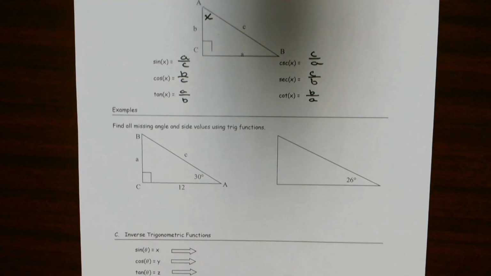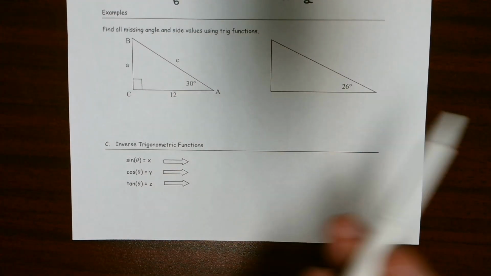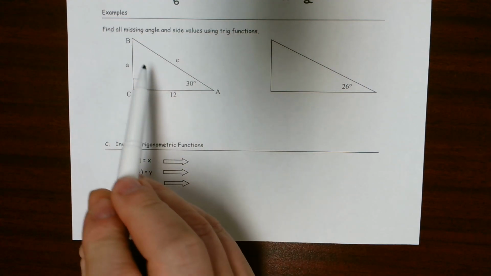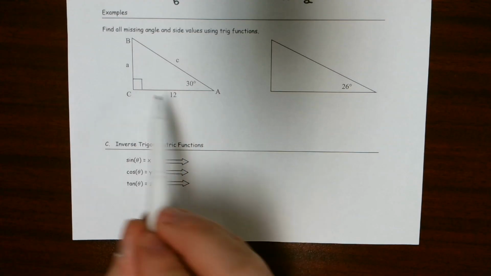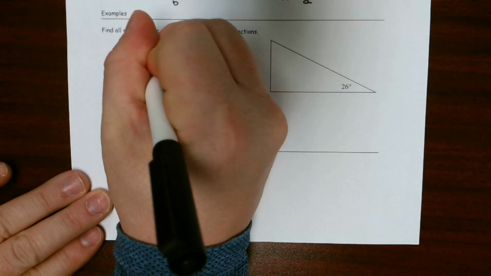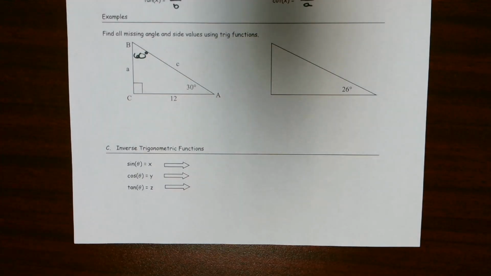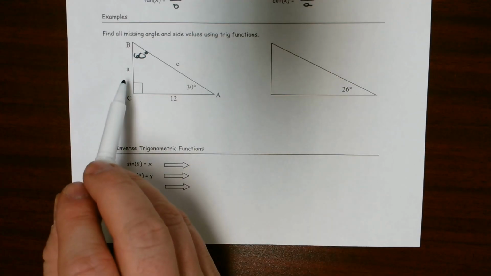Okay, so let's jump down here and try an example. So the first example here, we're being asked to find the missing angles and the missing side lengths of this triangle. Well, first of all, the missing angle is easy. This is 90 and this is 30. This has to be 60 degrees. Very simple.